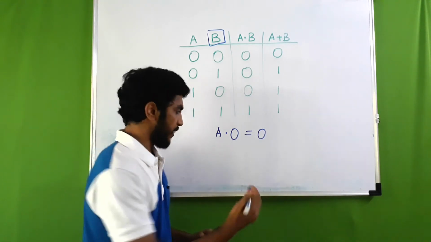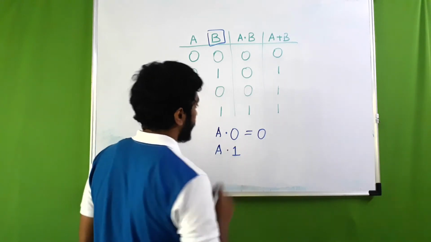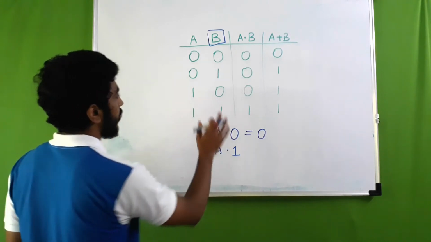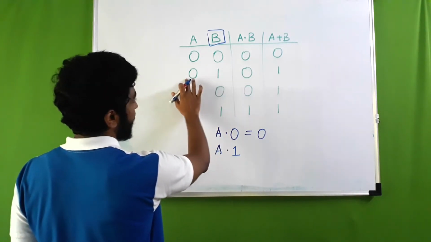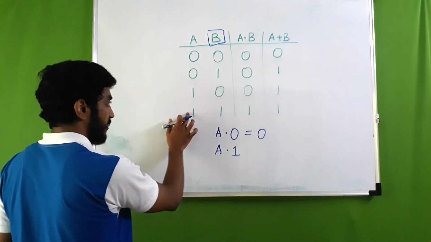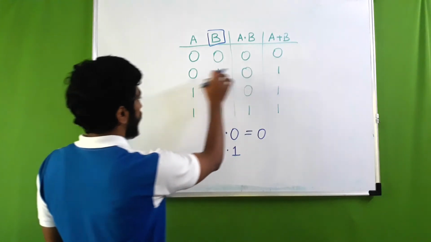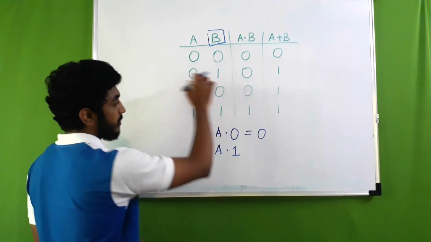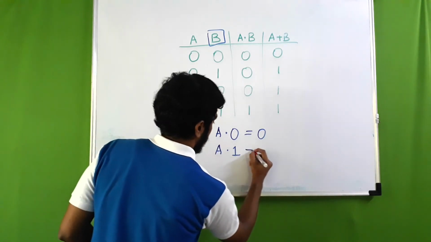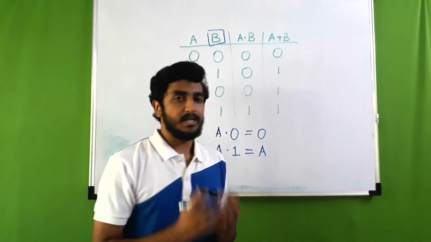Now let's see the other way. What if we put b as 1? In this, we are looking at these two particular cases. Now here you can observe when b is 1 and a is 0, the output is 0. And when b is 1 and a is 1, the output is 1. That means this 0 is exactly what the a value is and this 1 is exactly what the a value is. So in this case, I can write that a dot 1 is a.